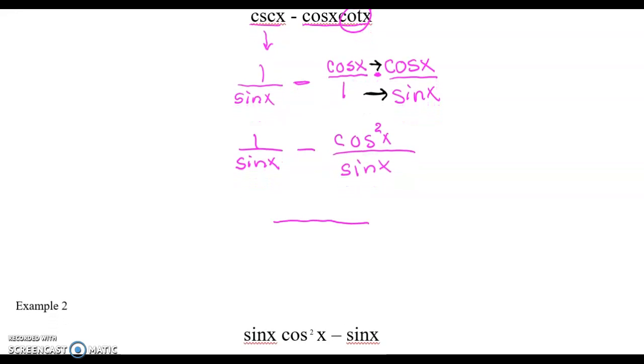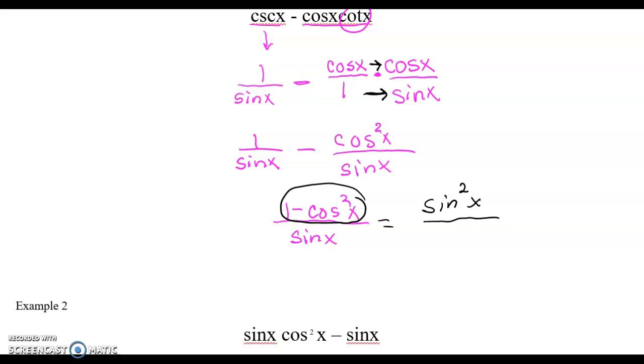So we keep our common denominator, which is sine x, and we can subtract our numerators, 1 minus cosine squared x. If you know your identities, then you know that 1 minus cosine squared x is equal to sine squared x. So now we're down to sine squared x over sine x.